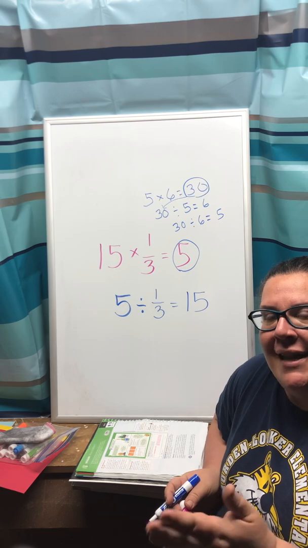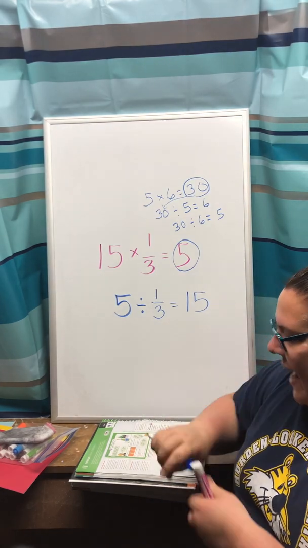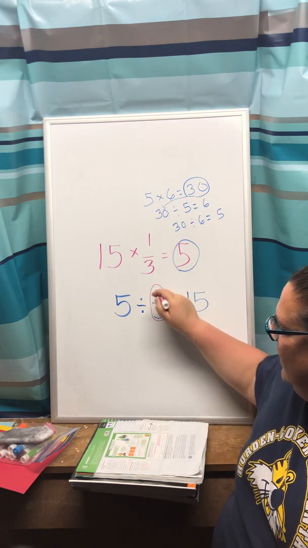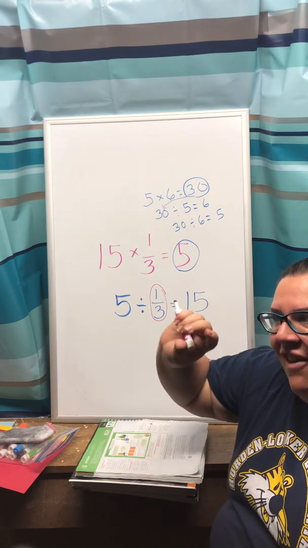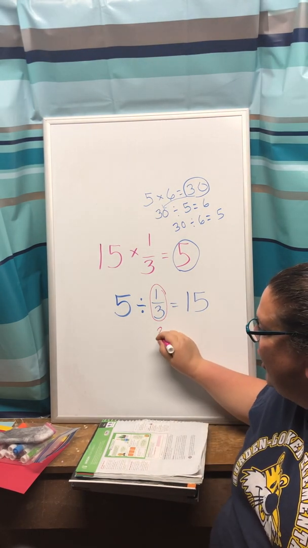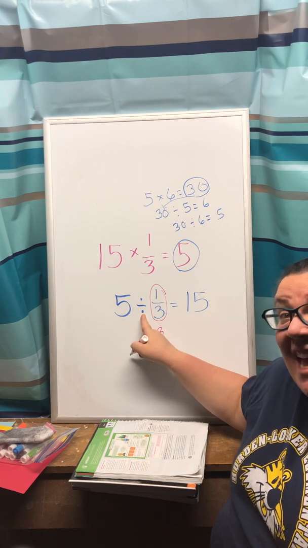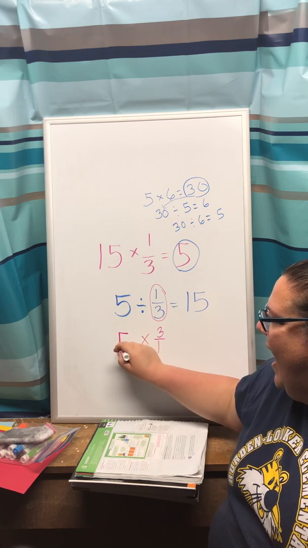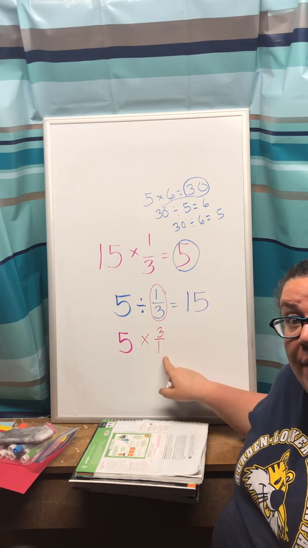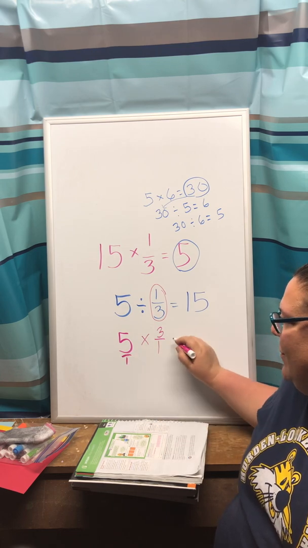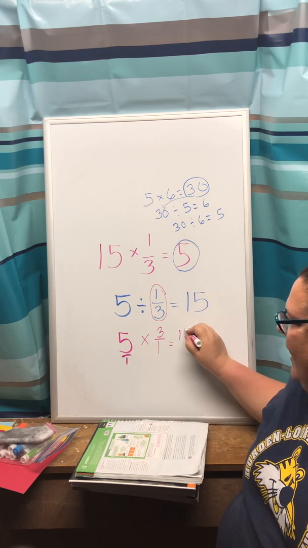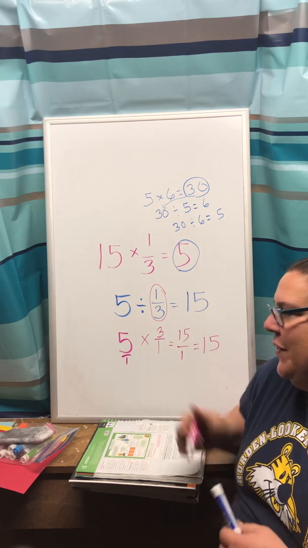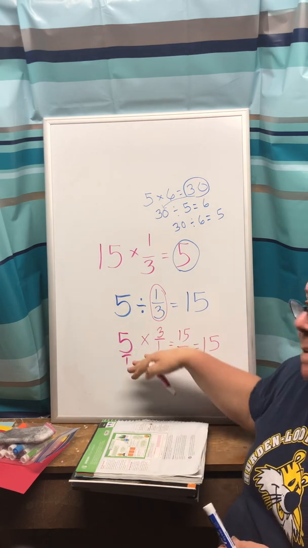Now, if you think back to the solve and share, remember I said I can take this divisor, 1/3, flip it over and turn it into 3/1, and then I just need to switch my sign back to multiplication. I end up with 5 times 3/1, or 5/1 times 3/1. I know that 5 times 3 is 15, and 1 times 1 is 1, which gives me 15. So this is a way for me to check that my number model still makes sense.